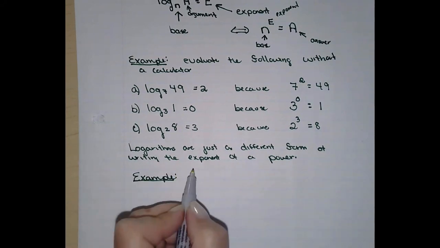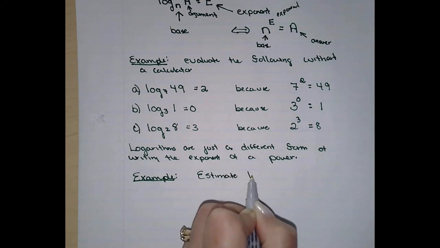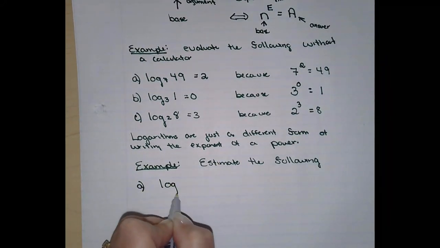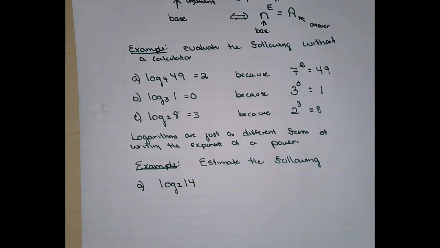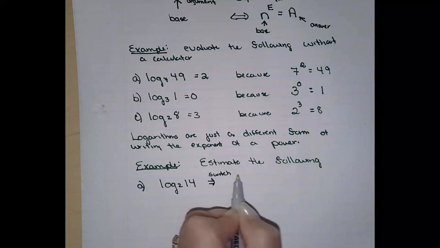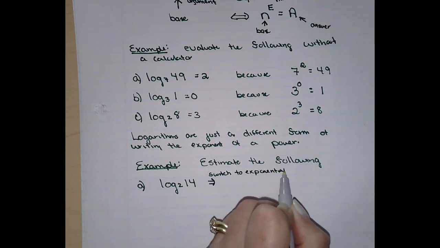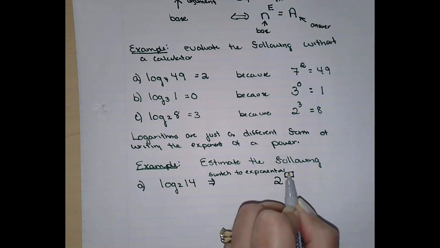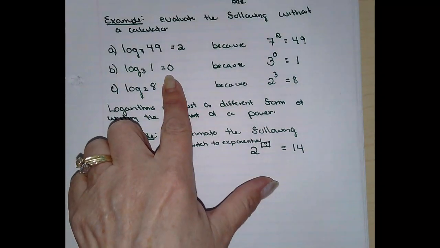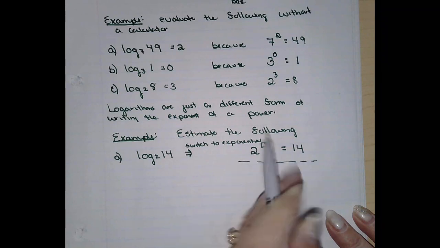Example, estimate the following. A, log base 2 of 14. Okay, so again, not one we can go, oh, I know what that is. But if you understand, it's still the concept. Let's switch this for a second. Switch it to exponential form. What you're saying is 2 to something is equal to 14. Right? That's what was going on in your head. 2 to some exponent was equal. These ones were even. So if you wanted to estimate, then get the numbers that are close to 14.